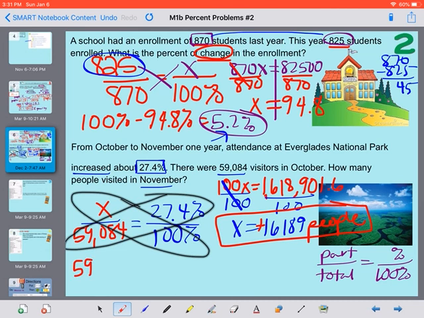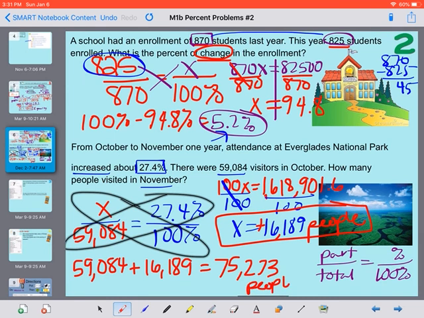We had 59,084 plus now 16,189 more people will give us our total number of people that are now visiting the park. So 59,084 plus 16,189 gives us a total of 75,273 people. It told us that it was increased by this percent, so we needed to add that to our original number.